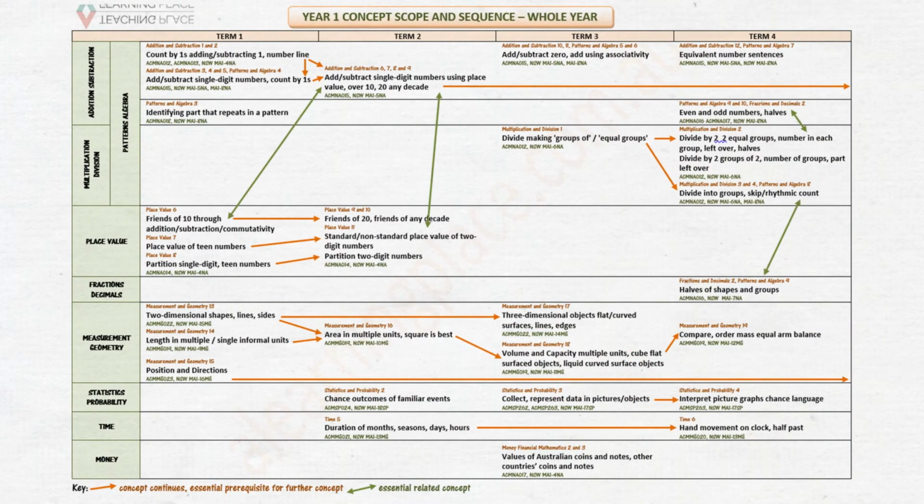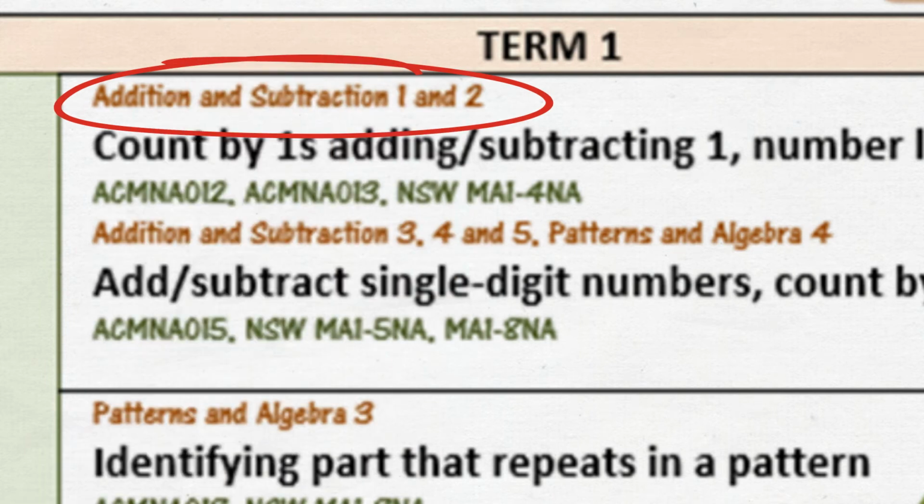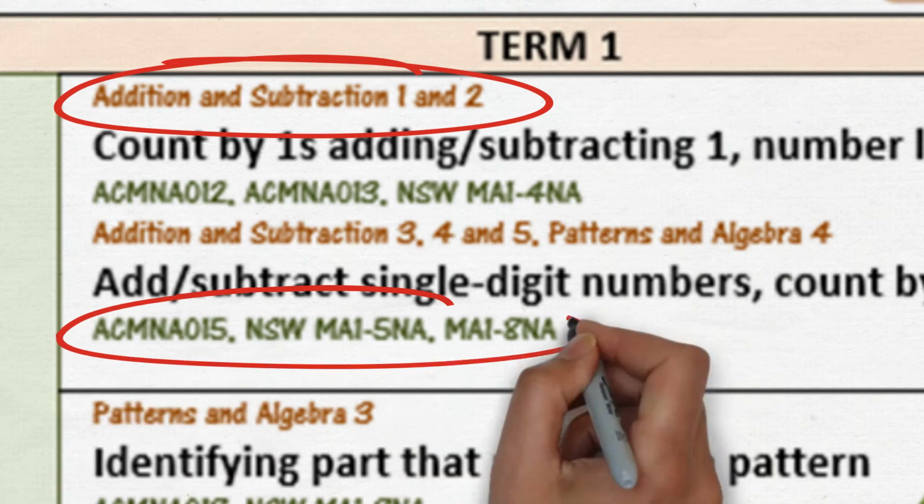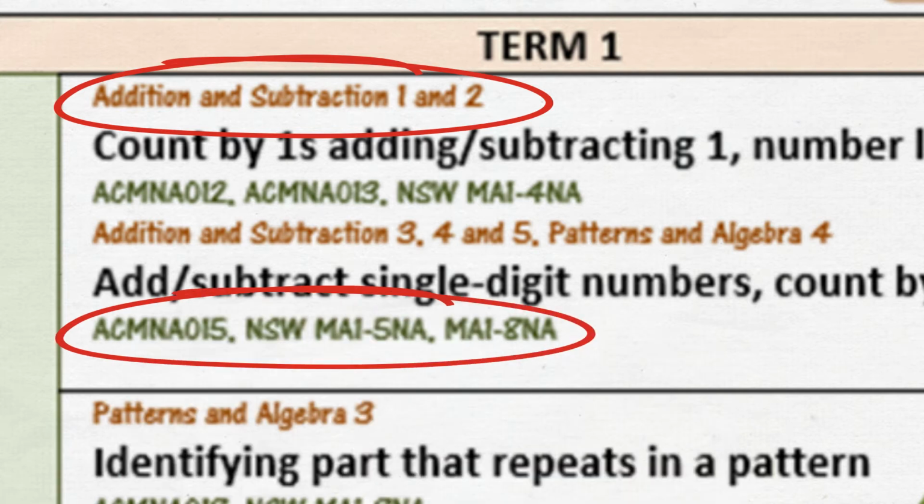Page 1 contains a whole year overview of the concepts taught in Year 1. A green arrow shows the links between essential related concepts. An orange arrow shows the essential prerequisite for further concepts. The concept name and level is the name and level used at A Learning Place, A Teaching Place. The abbreviated text identifies the Australian curriculum and New South Wales syllabus content descriptions.